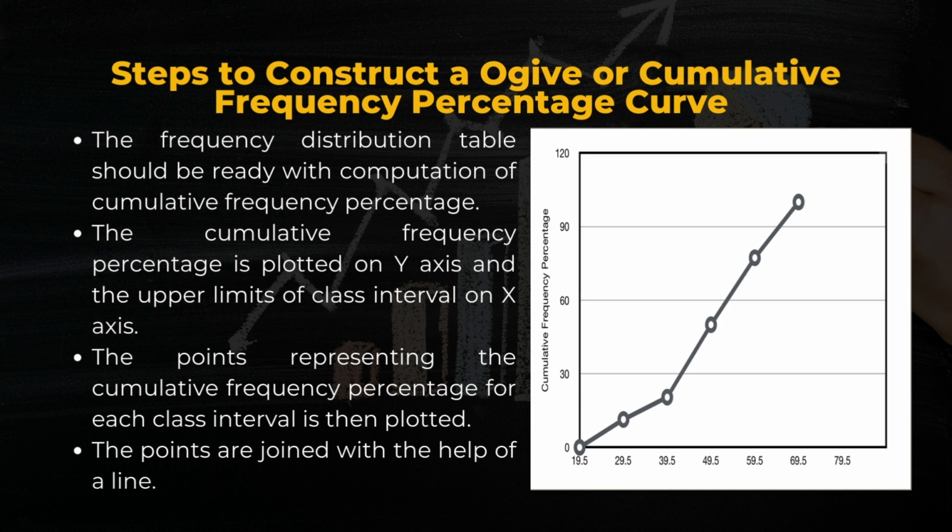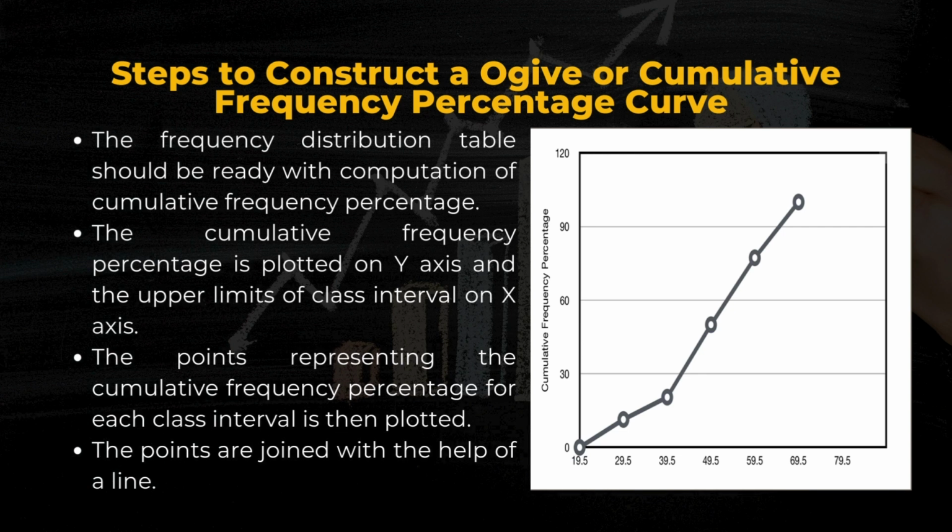Just to recap, the frequency distribution table should be ready when we compute the cumulative frequency percentage, and the cumulative frequency percentage is plotted on the y-axis and the upper limits on the x-axis. The points representing the cumulative frequency percentage for each class interval are then plotted, and then these points are joined with the help of a line. So in a way, it is a line graph, but it has no negative slope. This is important for an ogive.